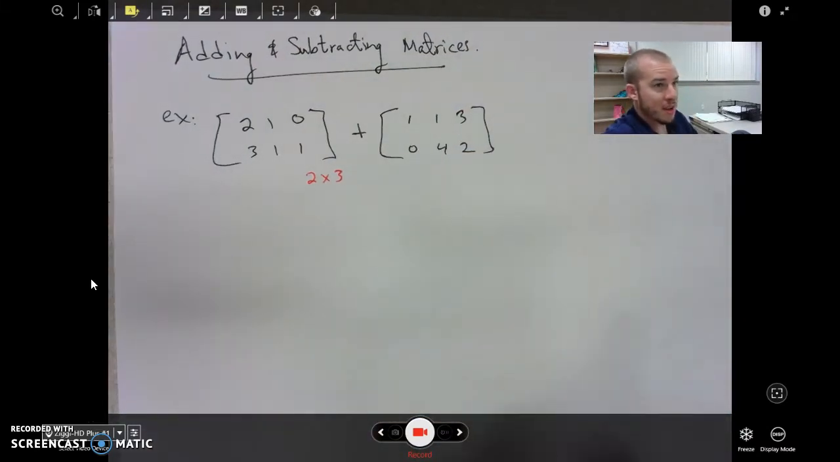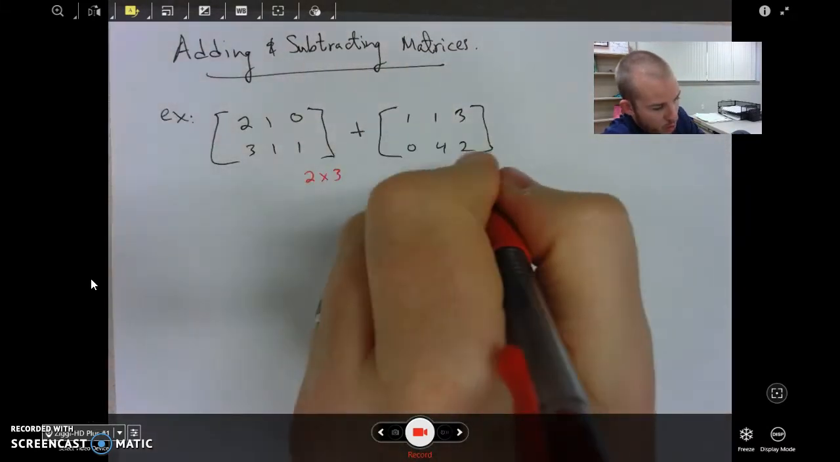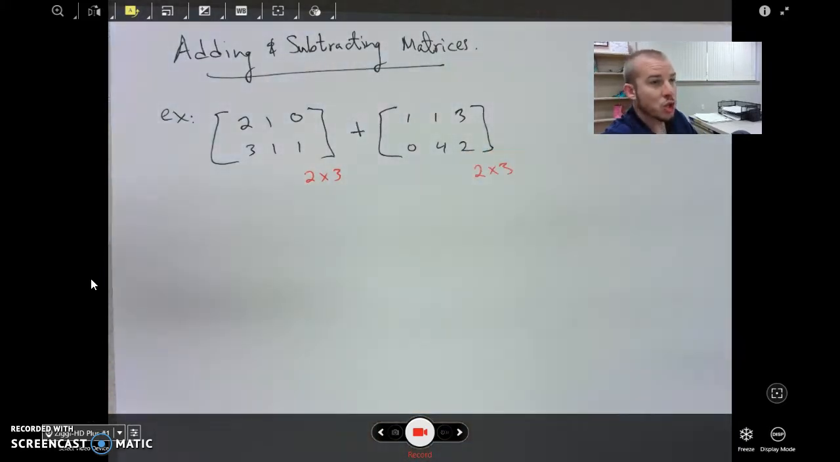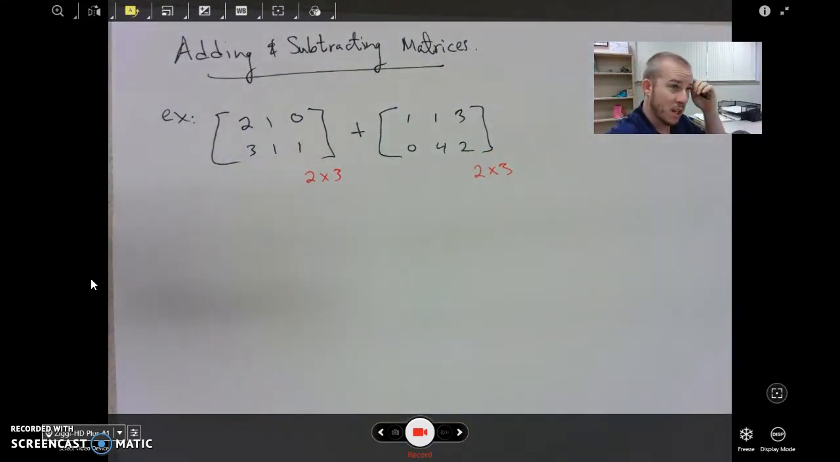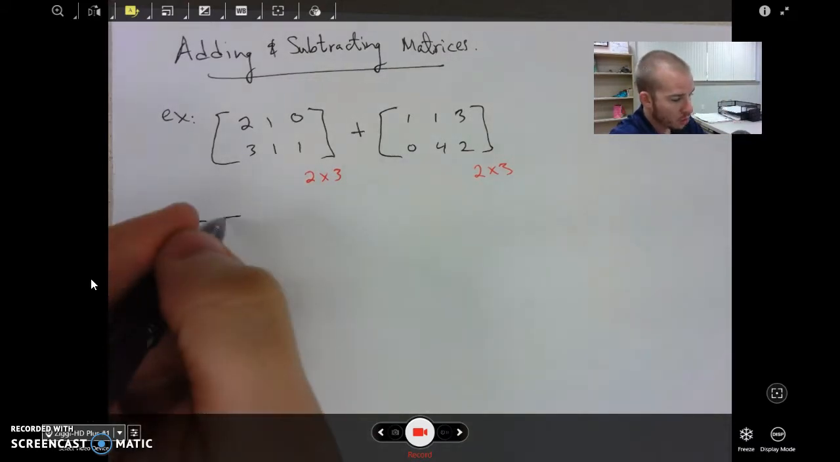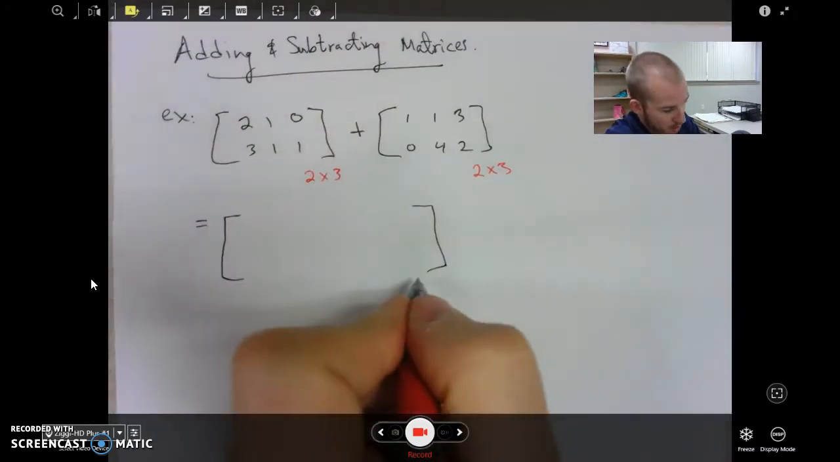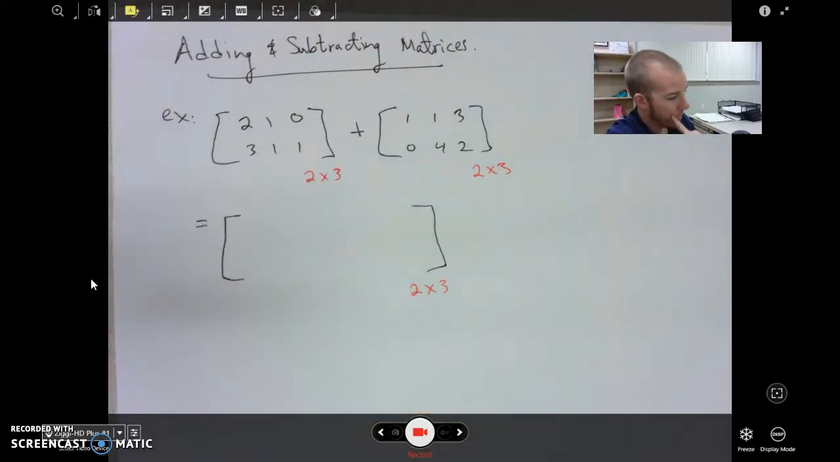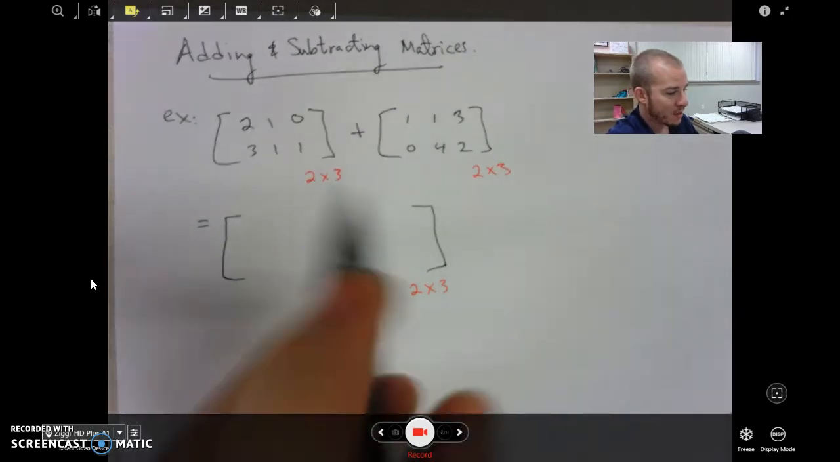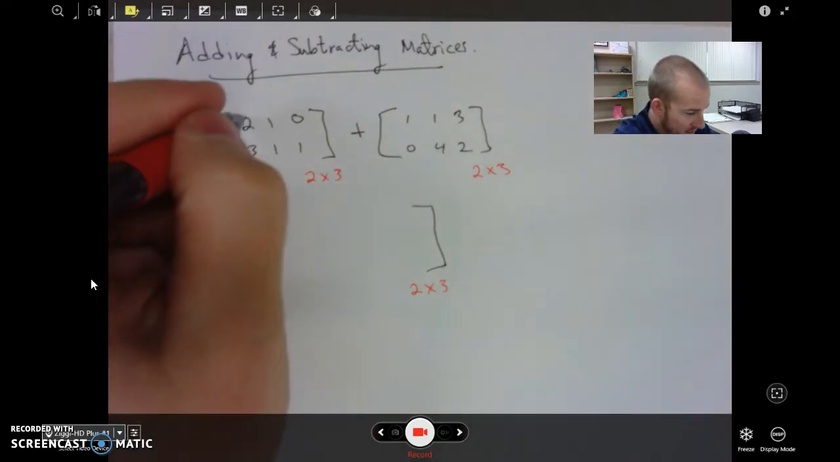what are the dimensions of the second matrix? It also has 2 rows and 3 columns. So you can add these two matrices. They have the exact same dimensions, so we're good. When you add them, you get the exact same dimensions, so my matrix in the end is going to be 2 by 3 also. All you need to do is add the entries with the same address.